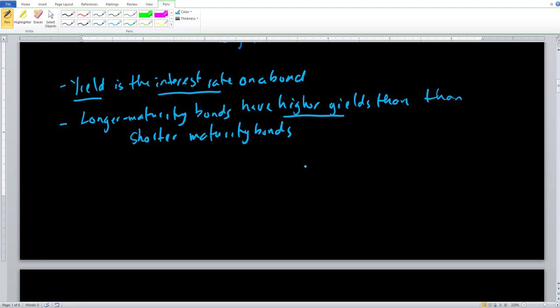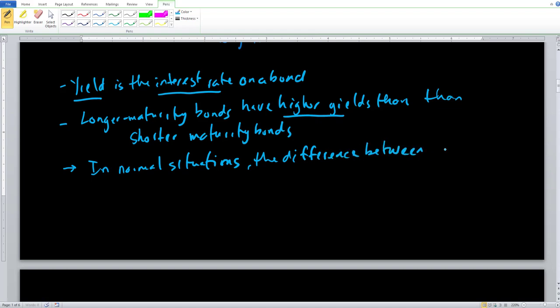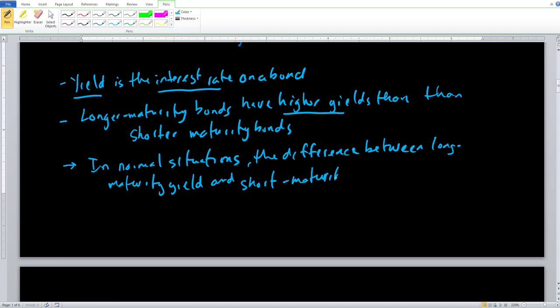When we take this into mind, when we assume that this is going to happen, and we take the difference between the yield on the long maturity bonds and the yield on the short maturity bonds, what should that difference be? Should it be positive or negative? Essentially, we're subtracting the yield on the shorter maturity bonds from the yield on the longer maturity bonds. In this instance, we should note that this difference is going to be positive. In normal situations, the difference between long maturity yield and short maturity yield is positive.